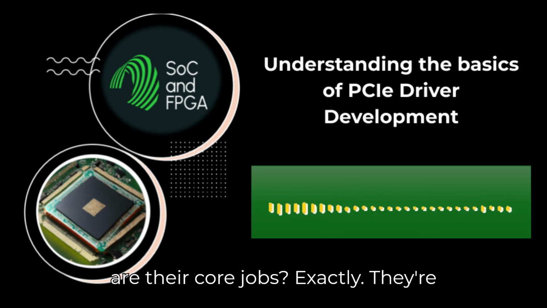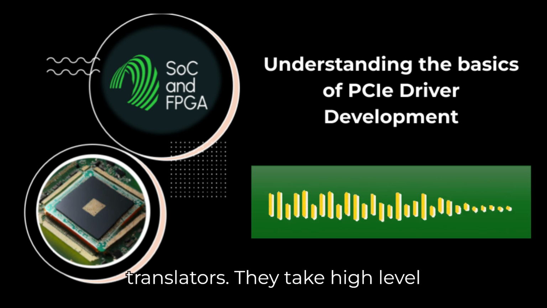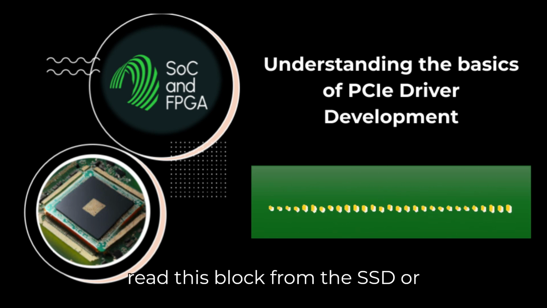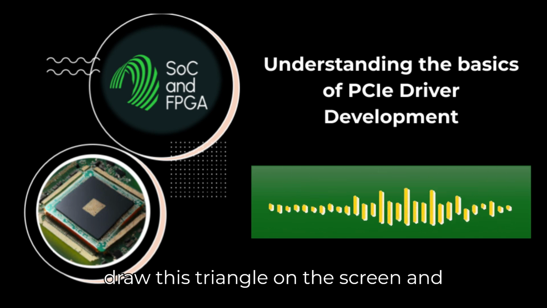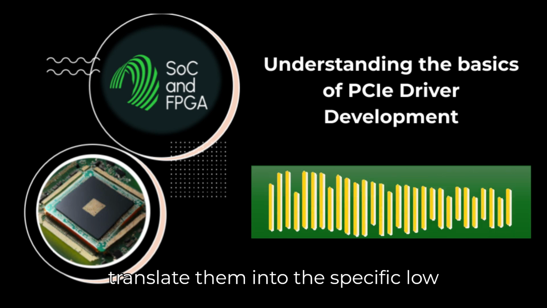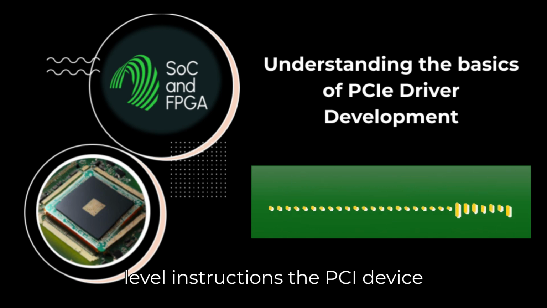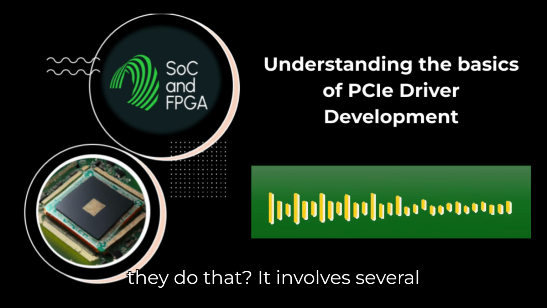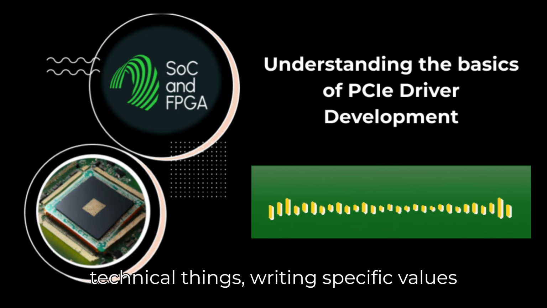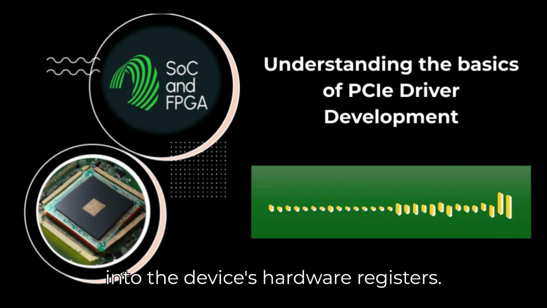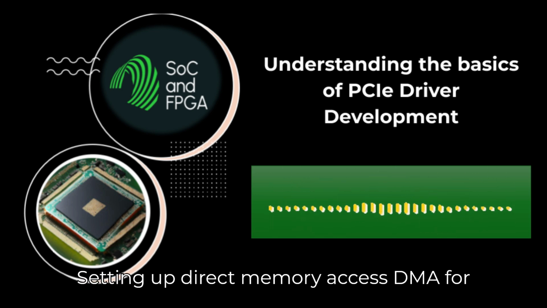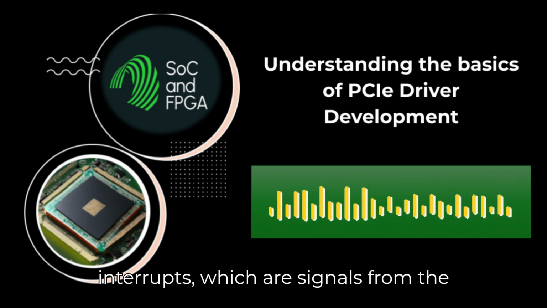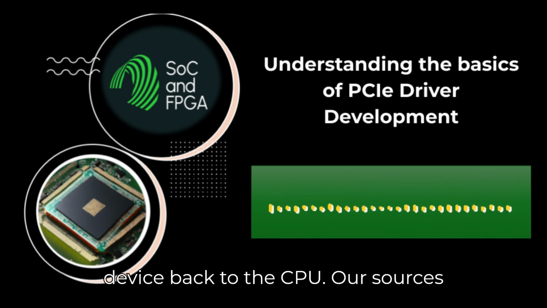What are their core jobs? Exactly. They're translators. They take high-level commands from the OS or applications, like read this block from the SSD or draw this triangle on the screen, and translate them into the specific low-level instructions the PCI device hardware actually understands. And how do they do that? It involves several technical things: writing specific values into the device's hardware registers, setting up direct memory access, DMA, for moving data efficiently, and handling interrupts, which are signals from the device back to the CPU.